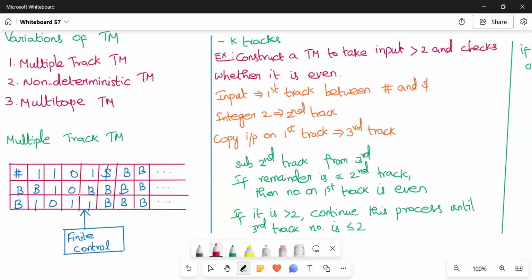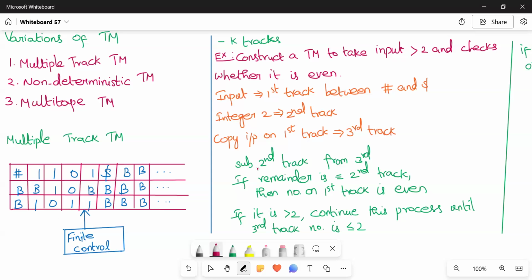Then integer 2 must be placed on the second track. The binary equivalent of integer 2 is 10. 10 is placed on the second track surrounded by blanks. Then copy the input on the first track onto the third track. Initially we have placed 13, and that 13 must be placed on the third track. Actually, in this diagram we have placed 11, which is after subtracting 2. This is one example. Initially we have placed only 1101 on the third track.